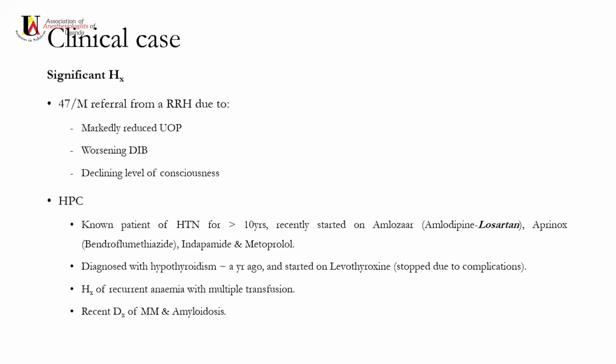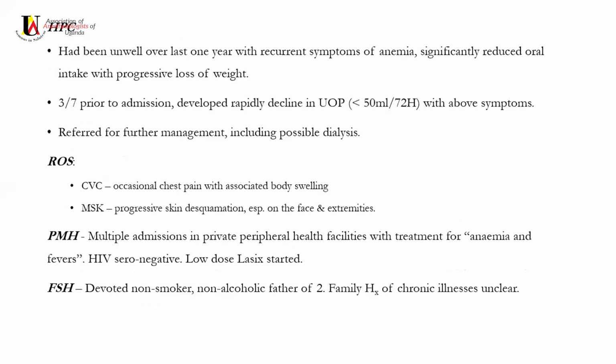The patient also had a recurrent history of anemia with multiple transfusions, although there were no clear documents for this at the time of admission. Recently, a diagnosis of multiple myeloma had been made, and also amyloidosis, pending confirmation by the heme oncology team. So this gentleman had been unwell for about 1 year with recurrent symptoms of anemia, significantly reduced oral intake, and he had progressively lost weight.